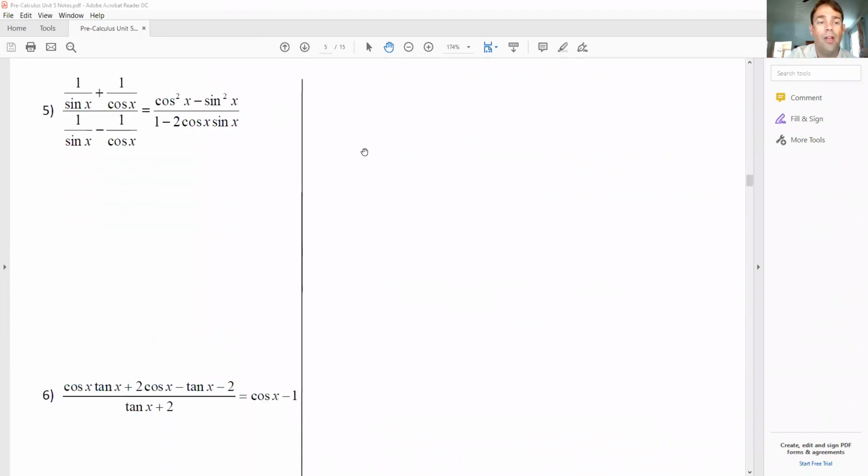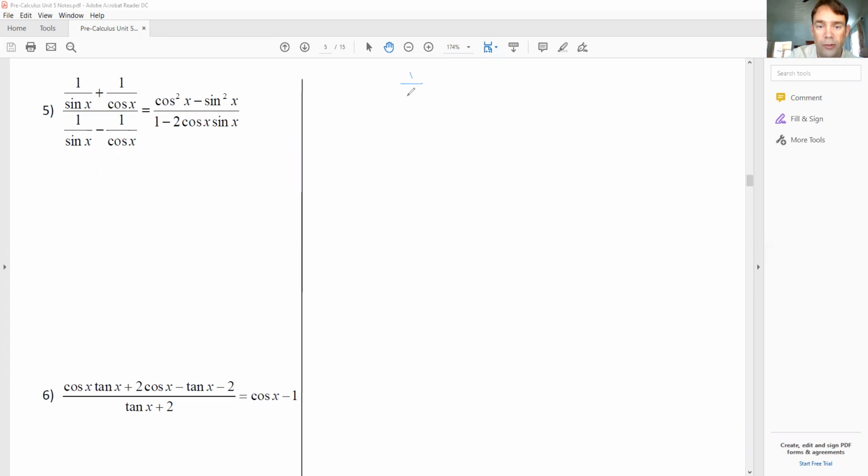All right, so 1 over sine x plus 1 over cosine x, all over 1 over sine x minus 1 over cosine x. I'm hoping, friends, that you are saying right from the very beginning, the stuff on the left-hand side is the uglier side. I mean, we have 4 fractions in a fraction. We have a huge complex fraction. I would rather just play with that one real quick.